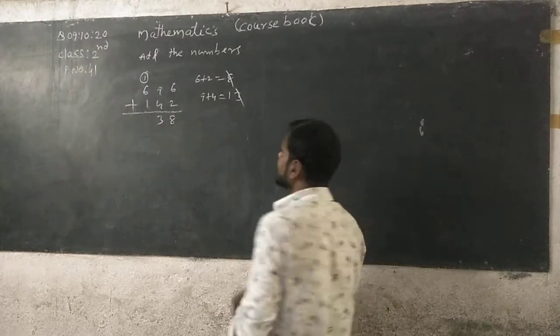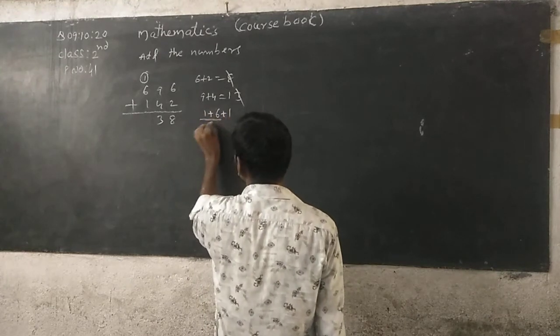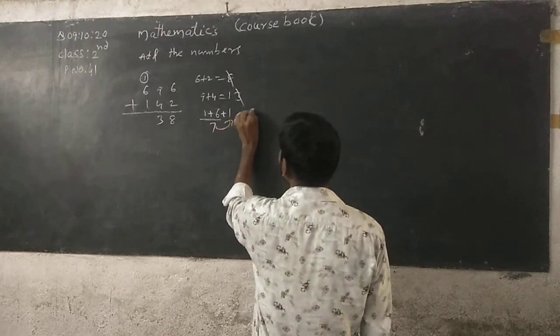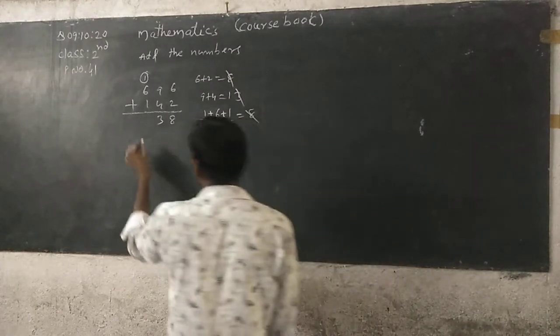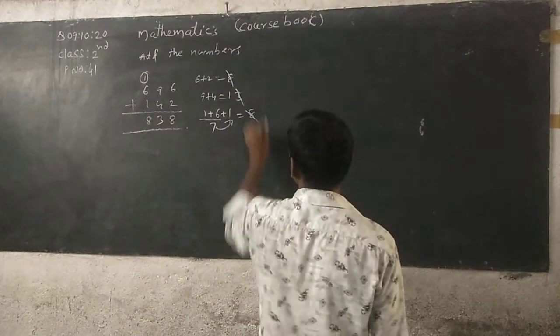Next we add the digits in hundreds place. 1 plus 6 plus 1. 1 plus 6, 7. 7 plus 1, 8. You can write under hundreds place. Sum is equals to 838.